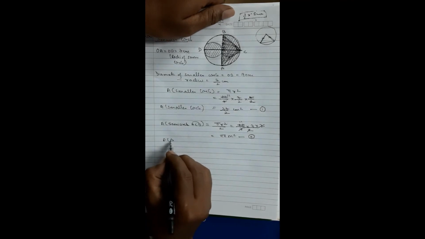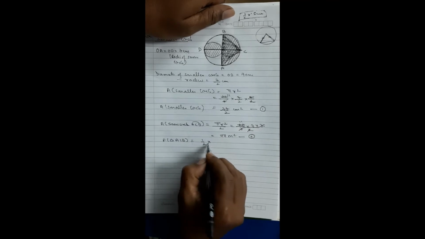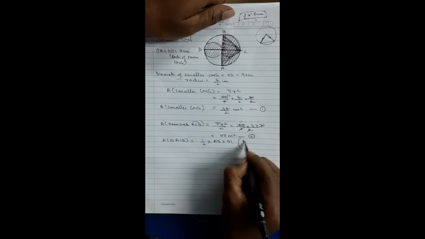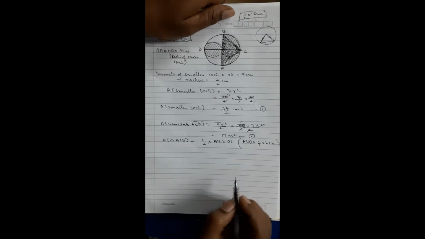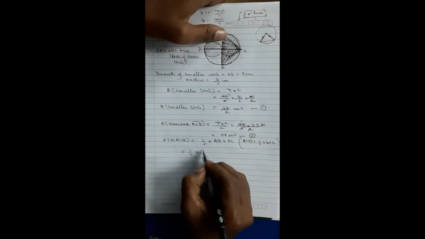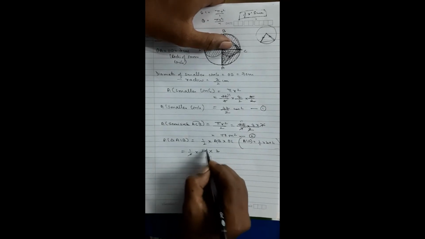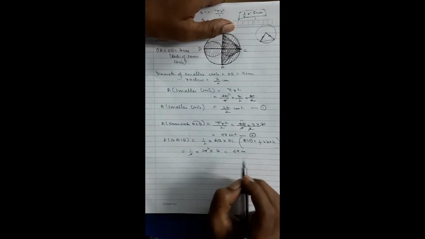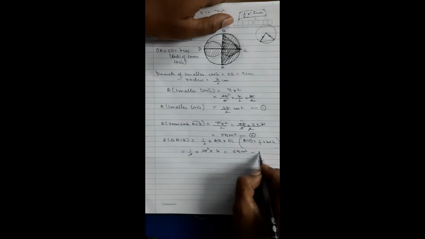Area of triangle ACB is equal to half into base AB into height OC, because area of a triangle is half into base into height. So this will be equal to half into AB, which is double of 7, 14, OC is 7, 2 sevens are, that is equal to 49 centimeter square. Okay, fine, this will be third.